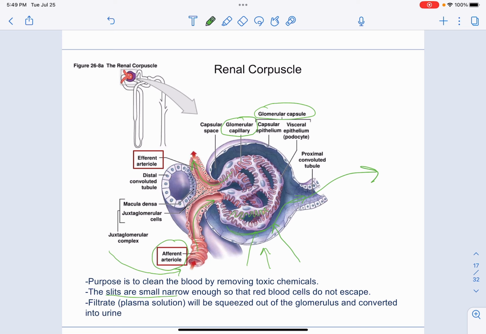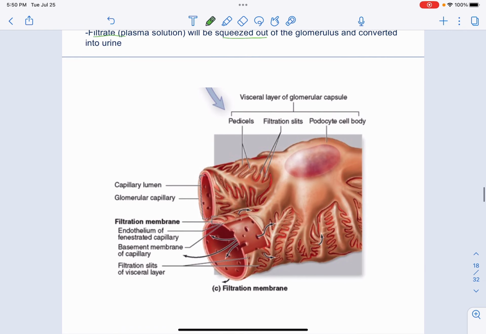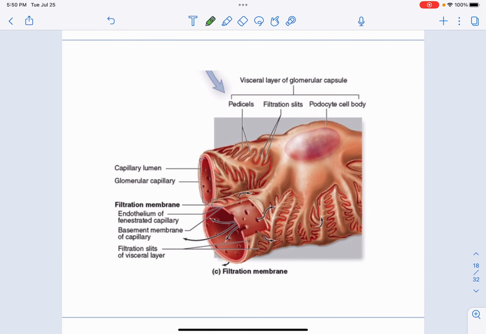Now remember, the nephron is only located in the cortex of the kidney. So blood will flow in, it'll flow out, and everything we don't want is going to leave. The filtrate is going to be squeezed out of the glomerulus, and it's going to eventually be converted into urine.